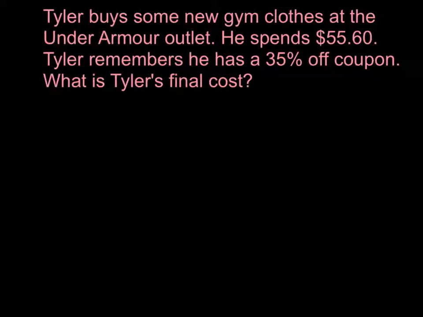Let's take a look at a second example. This example says that Tyler buys some new gym clothes at the Under Armour outlet. He spends $55.60. Tyler remembers he has a 35% off coupon. What is Tyler's final cost? So now that we are calculating final cost, that means we're using both equations. So the first step is going to be to find how much money would be taken off. What is the actual discount?